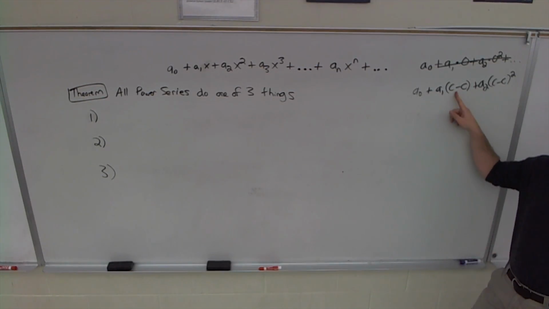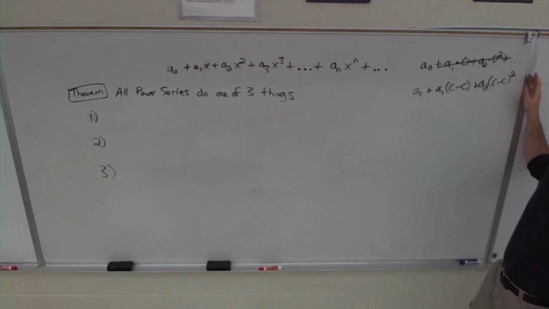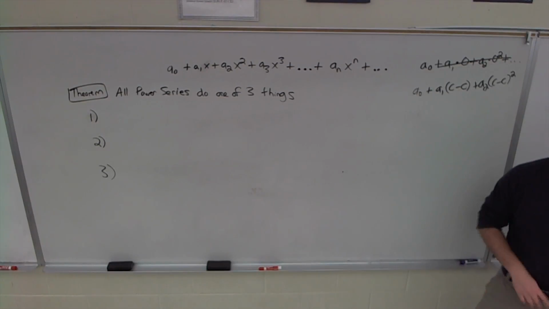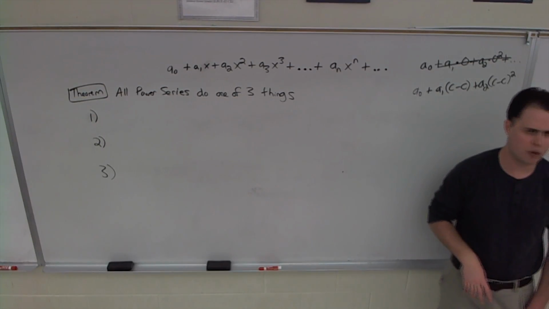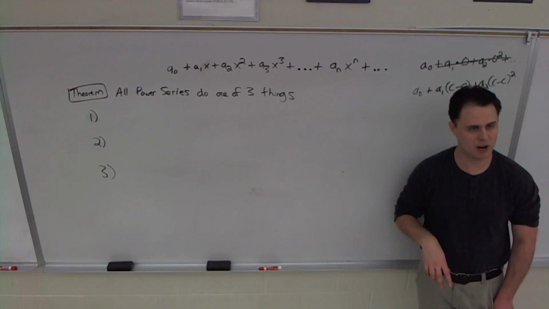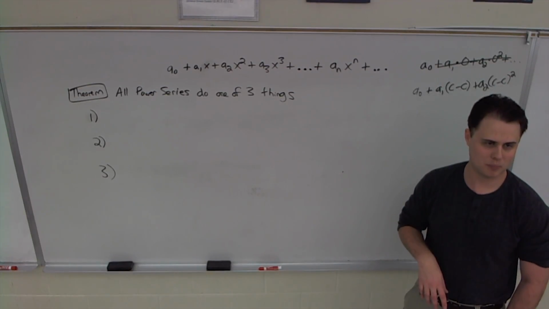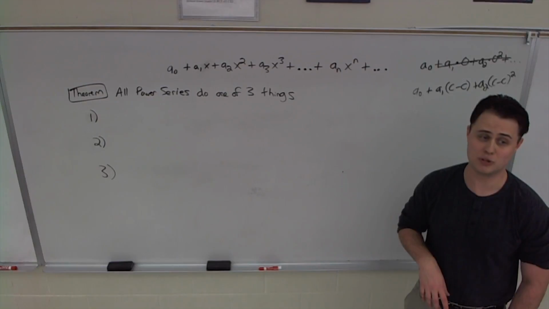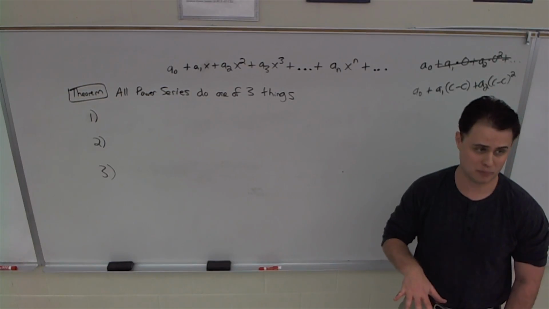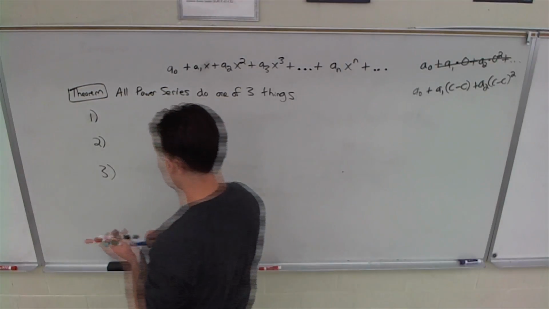So what's going to happen here? 0. And here? And all the other terms in the power series out to wherever are all going to go away. So is that going to converge or diverge? It's going to converge. So no matter what the center is, the power series always converges at it, minimum. Does that make sense? So let's write that down.